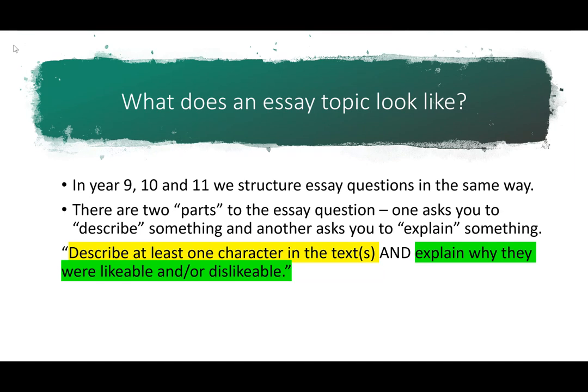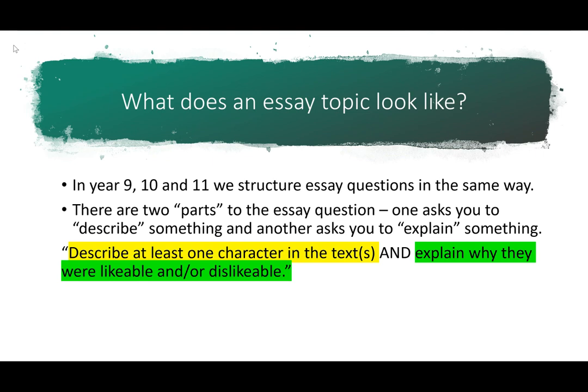So if you look at the one there in yellow and green, for the essay topic, what you would be creating your argument about is that you would be describing at least 1 character in the text, and you'd be explaining why they were likable and or dislikable. So the way that question is structured is you'd be talking about a character. You could talk about more than 1, and we know that because of the phrasing, at least 1 character. And then you're thinking about why they're likable or dislikable.